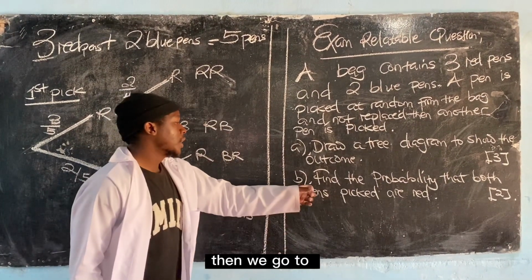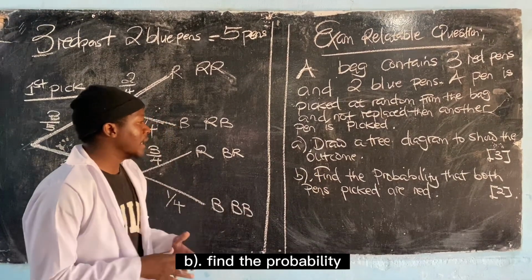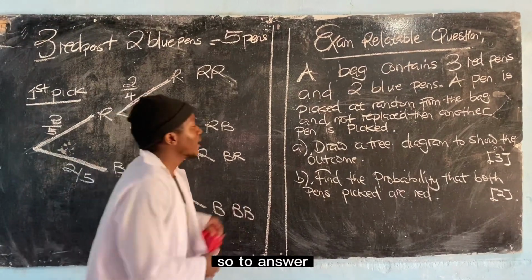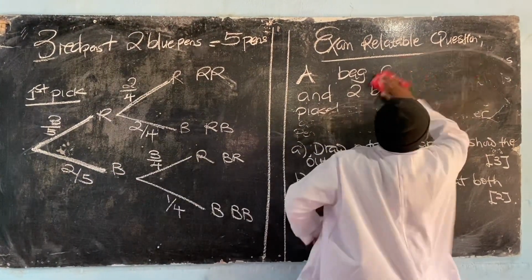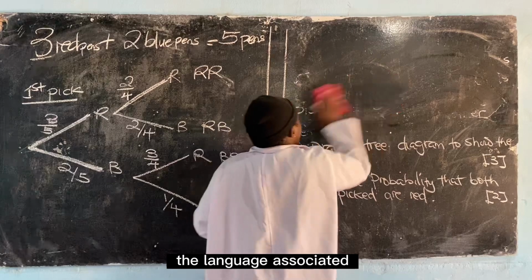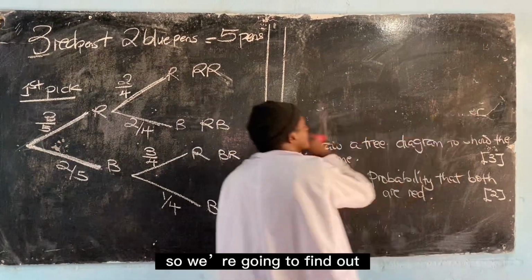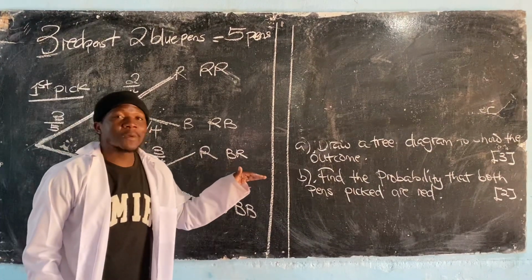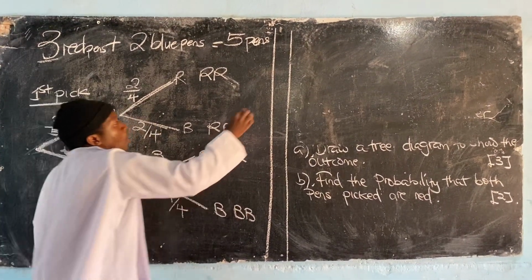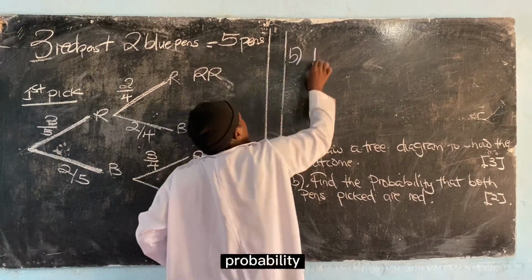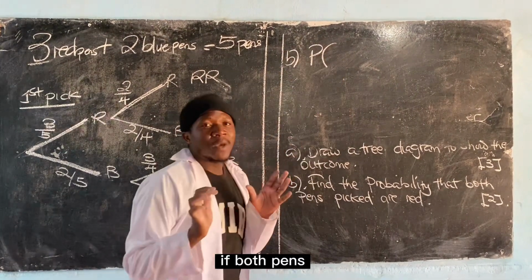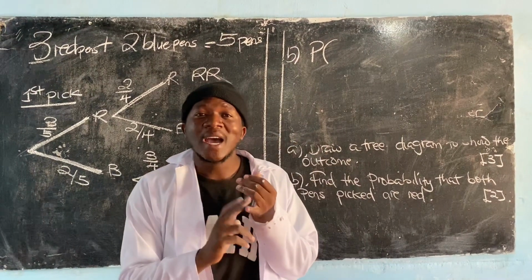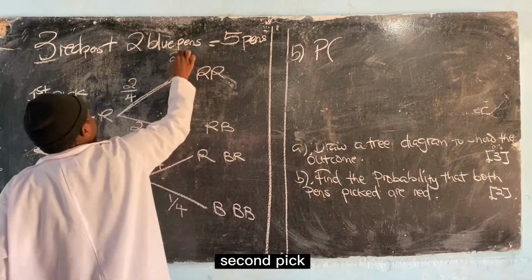Then we go to B. Find the probability that both pens picked are red. So to answer this question, we are going to consider the language associated. So we're going to find the probability that both pens picked are red, and you have 2 selections of which there is the first pick, and then there is the second pick.